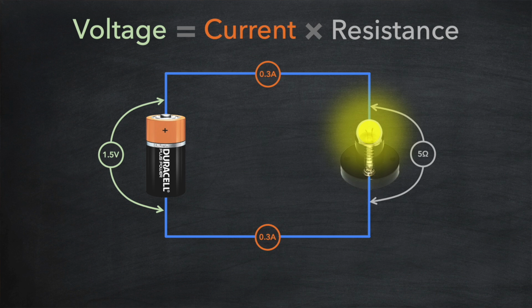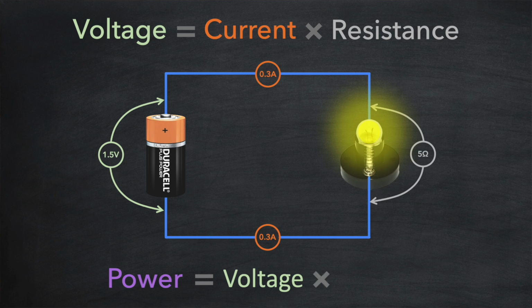We can also work out the power of the bulb, knowing the voltage and the current. Power is voltage multiplied by current. In our case, 1.5 volts times 0.3 amps gives us 0.45 watts.